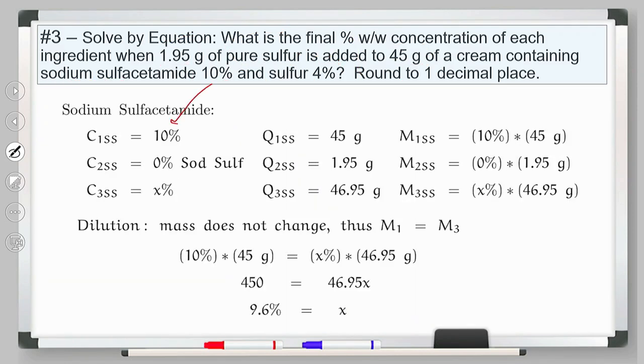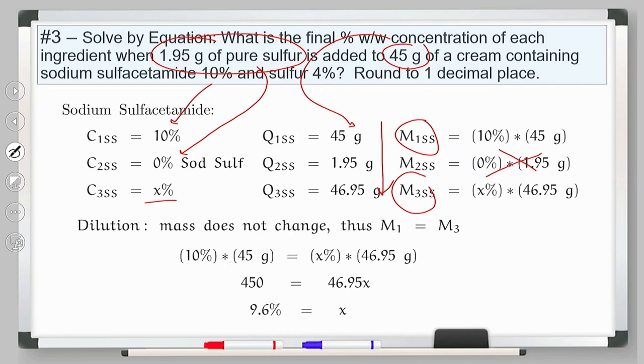Again, I'm starting at a 10% 45 gram cream. That's what I'm starting with. I'm adding this amount of pure sulfur. So what is the concentration of sodium sulfacetamide in pure sulfur? 0. There's no sodium sulfacetamide in pure sulfur, even though I'm adding 1.95 grams of it, and I'm still solving for the final concentration. But even though there's no drug in that 1.95 grams, there's still mass in it. So my final mass will still be 46.95. Since there is no sodium sulfacetamide in the sulfur, really M1 is simply equal to M3.